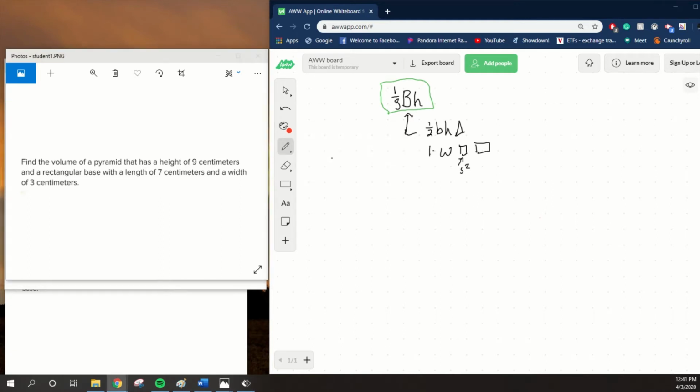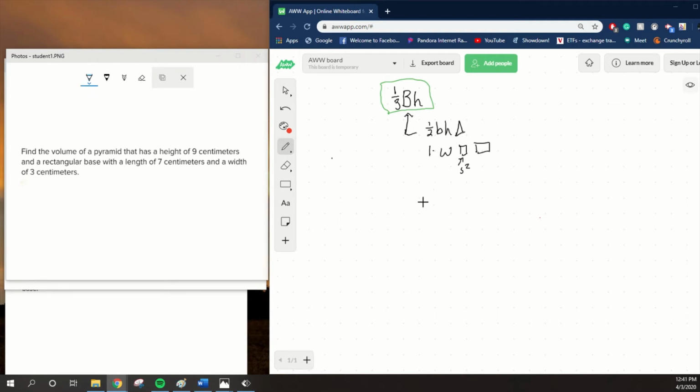So you should have had enough time to go over that example. So let's go ahead and do it. So the volume of a pyramid that has the height of 9 centimeters. So we know the height is 9 centimeters. We know that has a rectangular base, so we know we're going to be using length times width to find the area of our base. And we know that the length is 7 and the width is 3. So 7 times 3 would give us that 21. So that's our area of the base of our rectangular base.